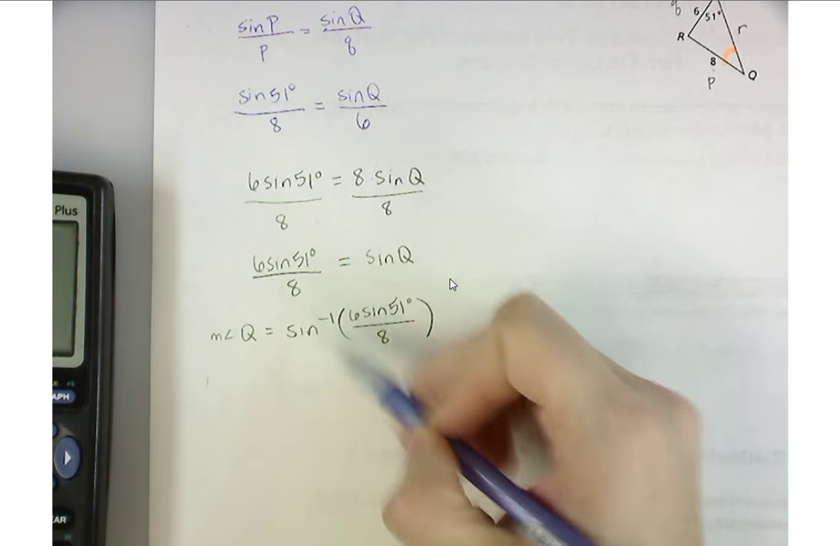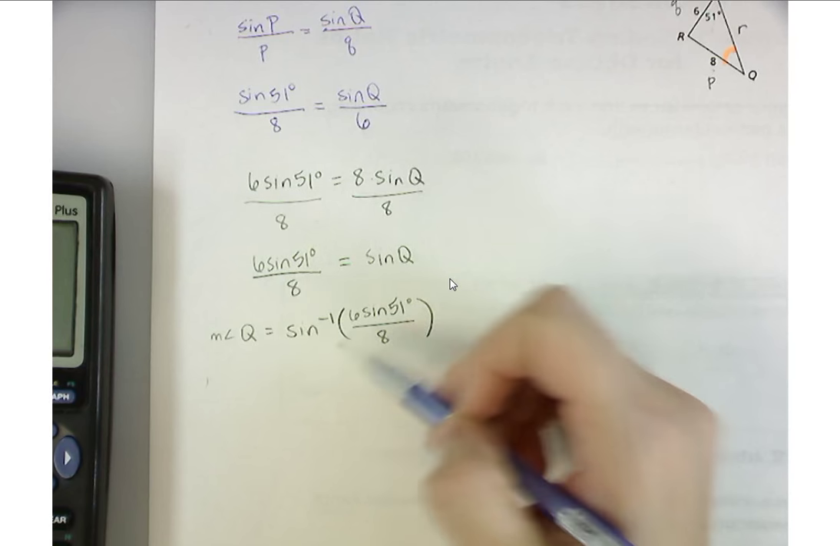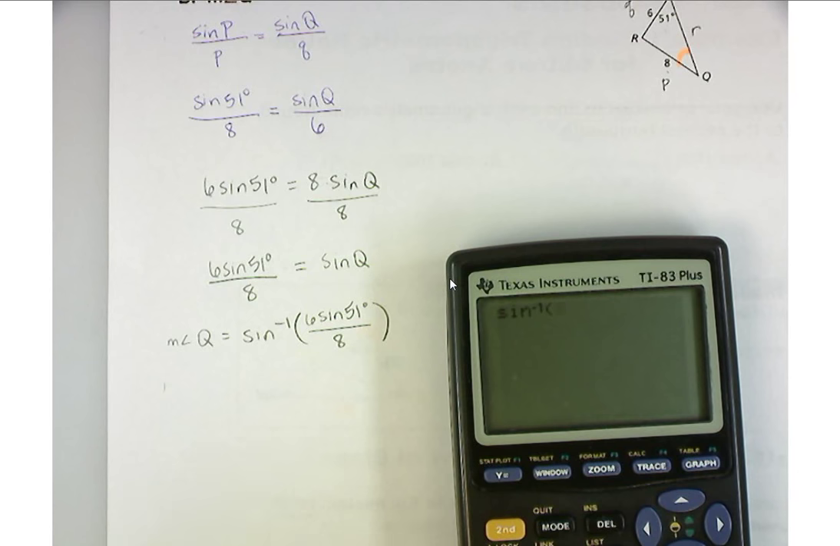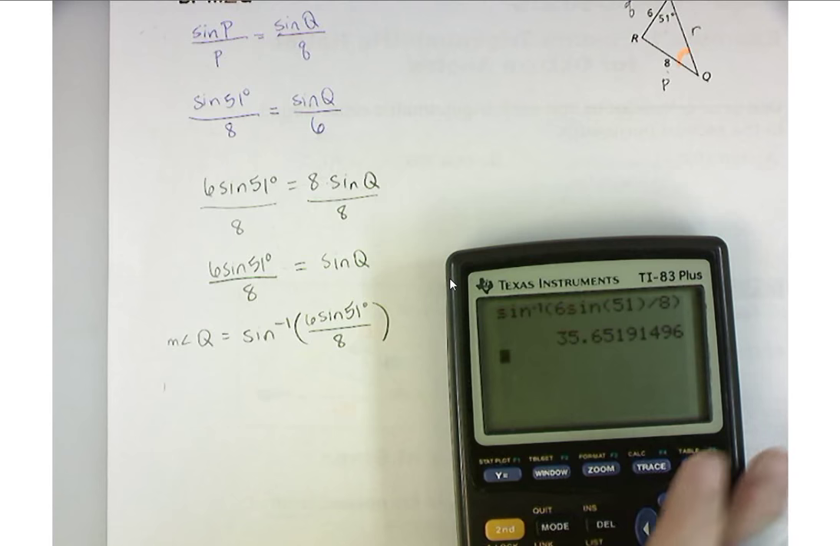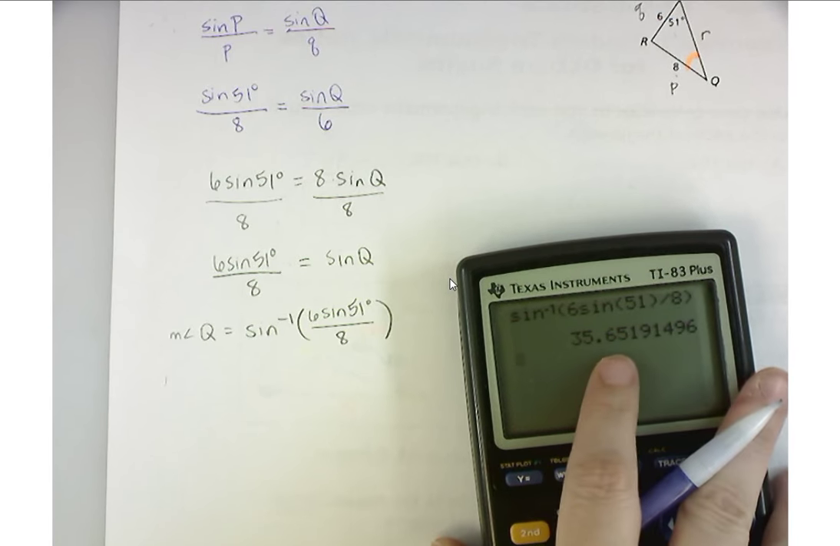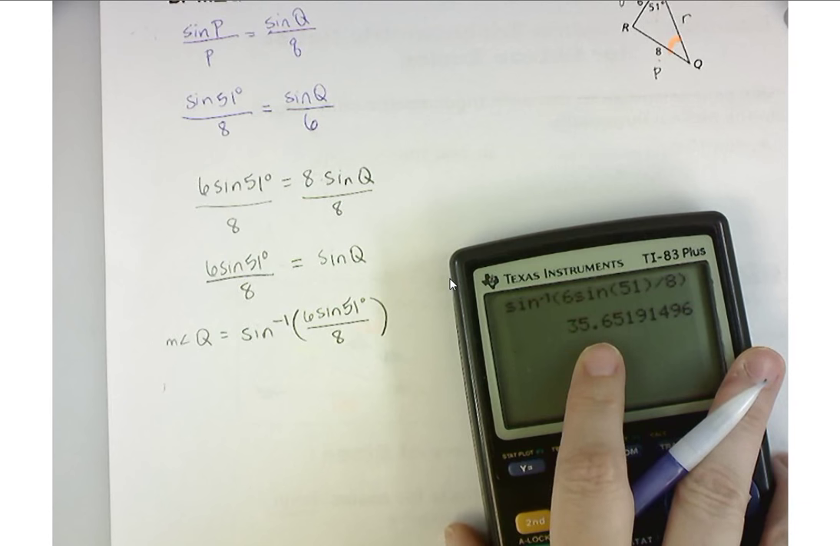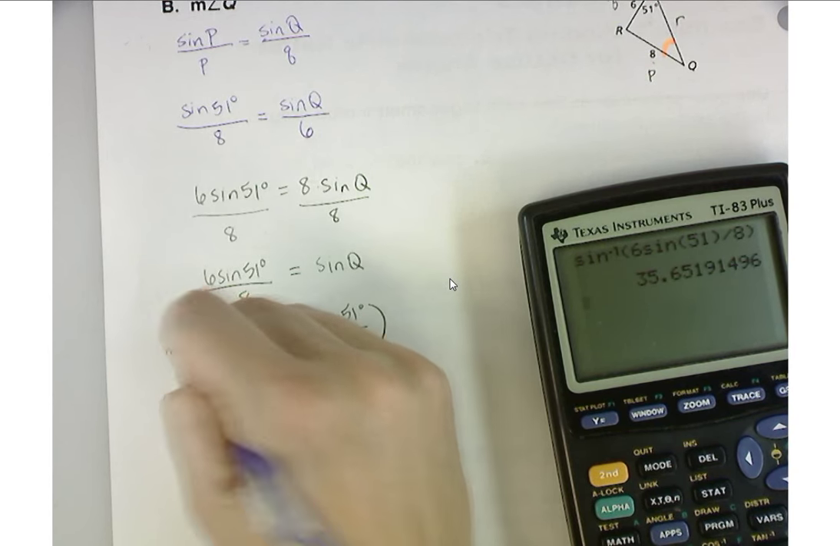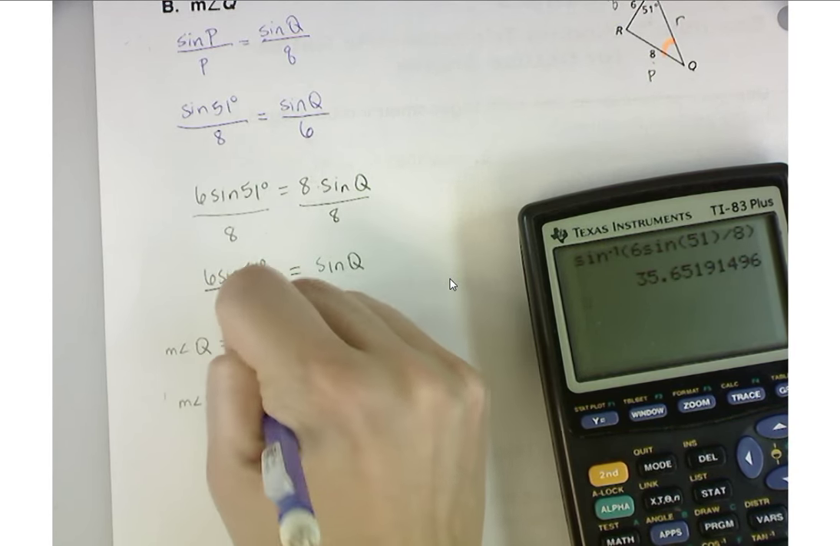Okay, so we have to take this and we have to do the sine inverse. Okay, and you can plug that in all at once. I can show you how. So you would do the sine inverse of 6 times the sine of 51 divided by 8. Right? And since this is an angle measure, we are rounding to the nearest whole number. Yep, so this is going to be 36 degrees. Okay, so the measure of angle Q is going to be approximately 36 degrees.